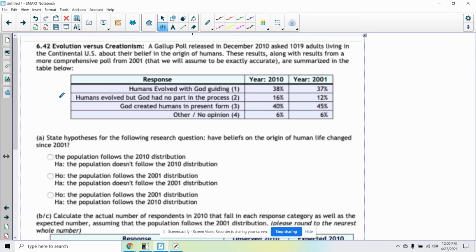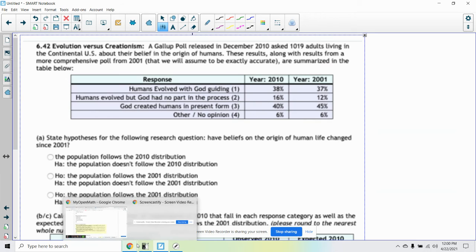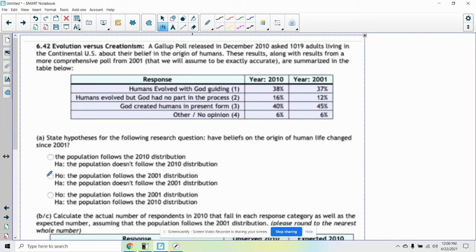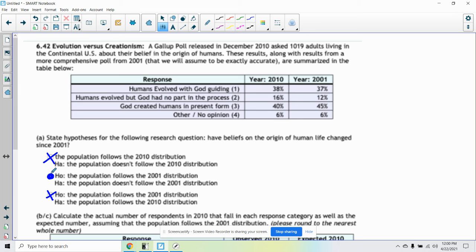So we're saying the population in 2010, we're going to assume it follows 2001. We're trying to show that it actually, in fact, changed. So we're saying the population follows the 2001 distribution, or the population does not follow. So we're assuming that it follows, trying to show that it doesn't. So our null is that it follows this distribution.